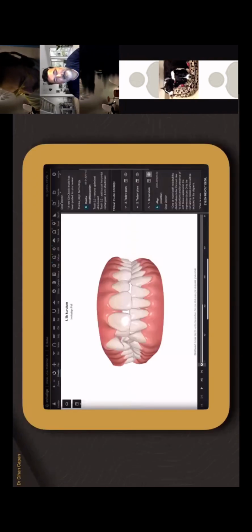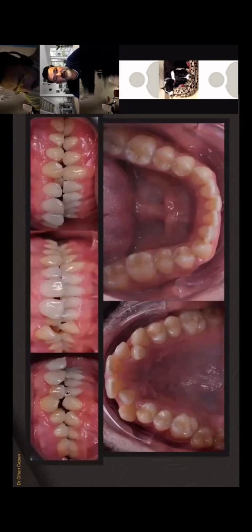The other thing is I extracted the 4.4, but we talked about distalization. I did distalization on the left side. Why can't I do distalization on the right side? That's a question mark for me.